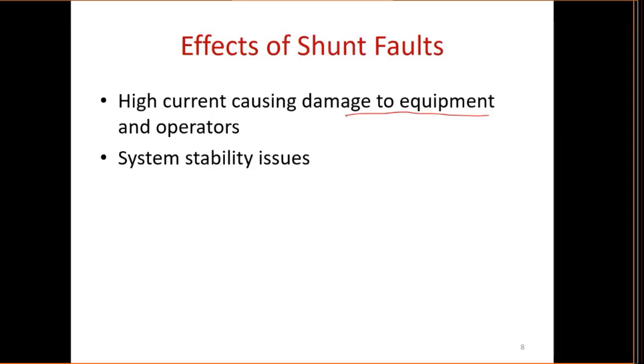System stability issues means, I hope you have already studied the basics of system stability, right? Okay. Then how does it cause stability issues? Because of the rotor angle phenomenon, if you know, right? Already you have studied this. Let us consider a single machine infinite bus system.